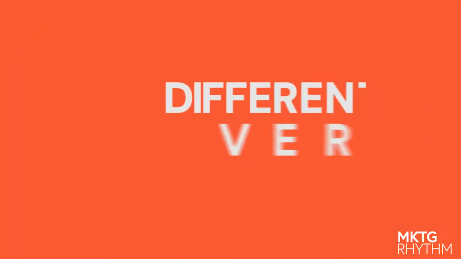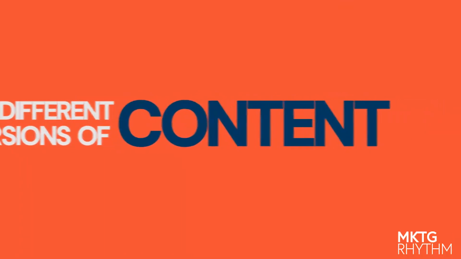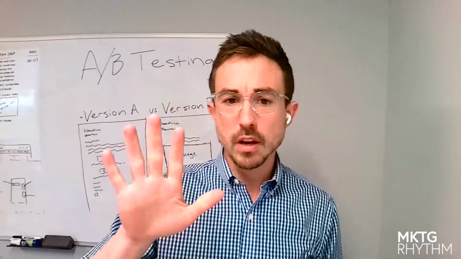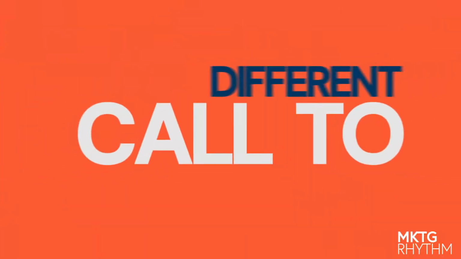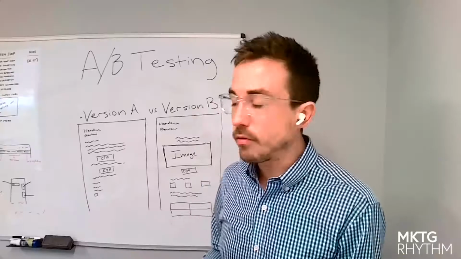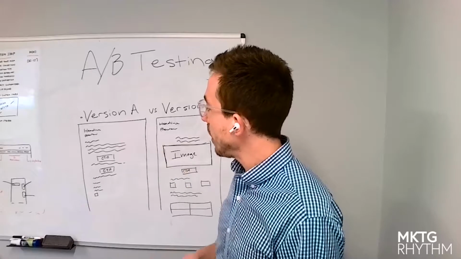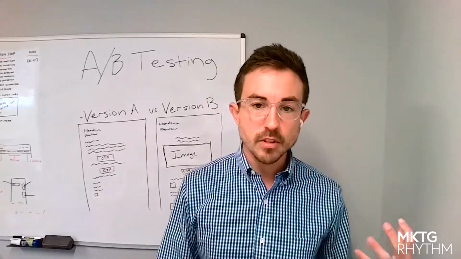You may test different versions of content inside, like maybe one's going to have text, one's going to have an image. Which is going to work better? You may have different calls to action on your button. So all these different variables that you may see on your email may all stack up differently.